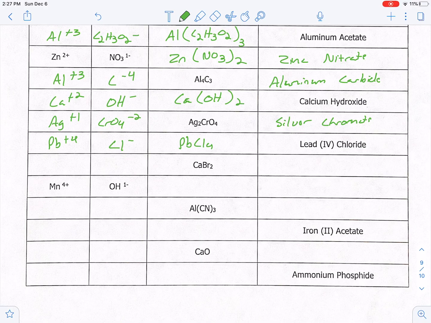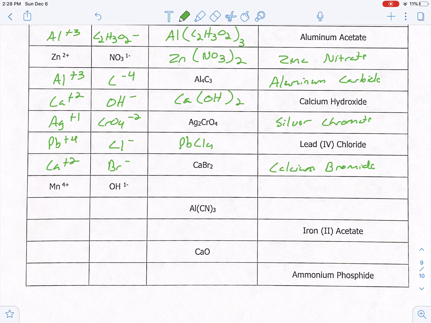Okay, CaBr2, so Br with a -1 charge. Calcium with a +2 charge, just on the periodic table. Okay, so calcium, and it's going to be bromide. Okay, so it's just bromine by itself, so you're going to end it in IDE.